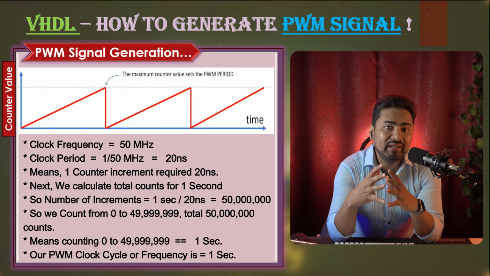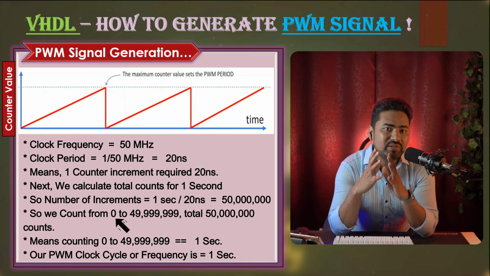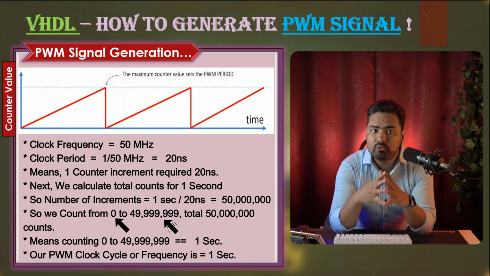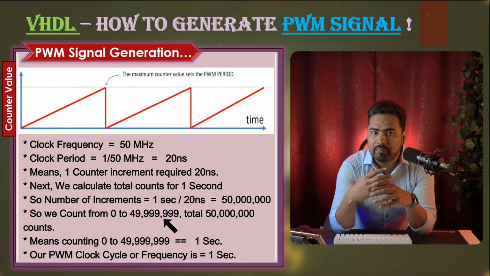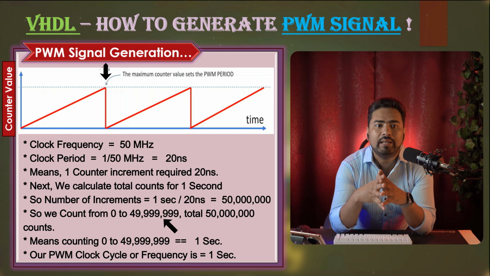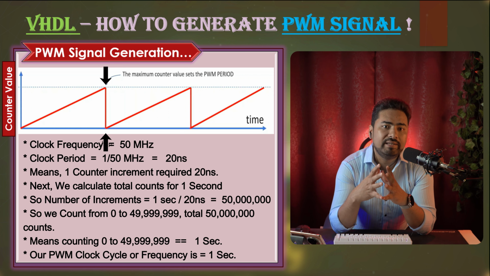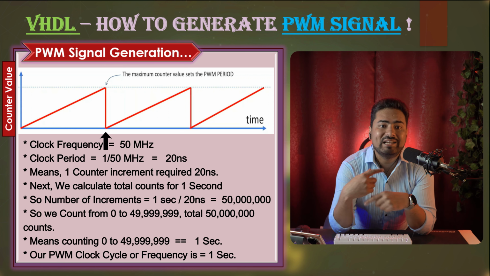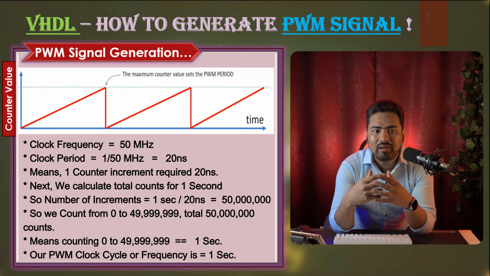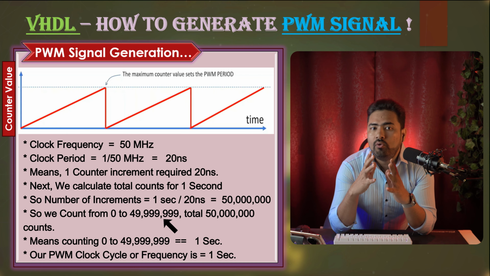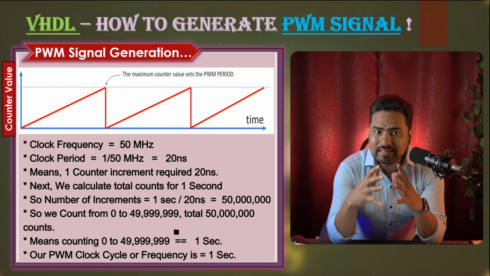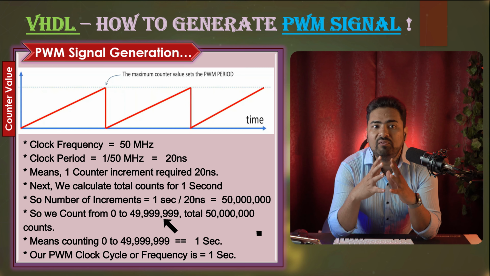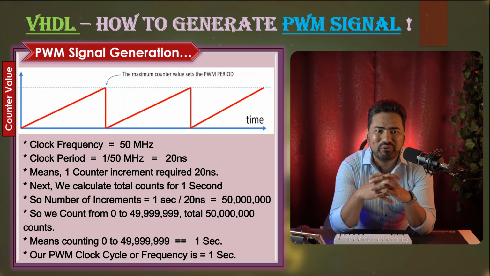So for this 50 million increments, we start our counter from 0 and we will count up to 49,999 and this will be our 1 second. And once we reach this number, that is 49,999, then our counter will reset to 0 again for calculating the next 1 second. So it is in a loop. This odd number is because we are starting counting from 0, not 1. And this number is actually 1 less than 50 million. Okay, so don't get confused.